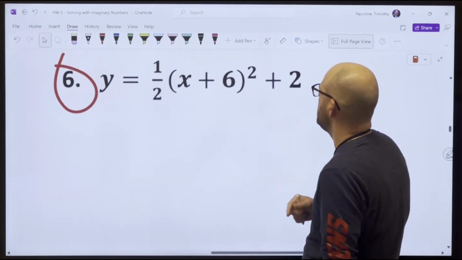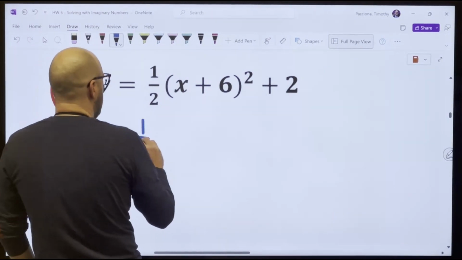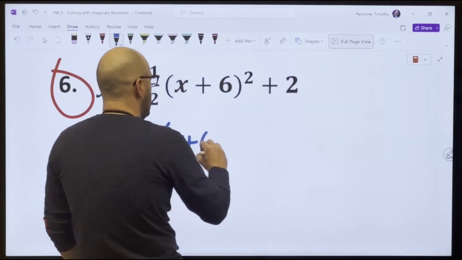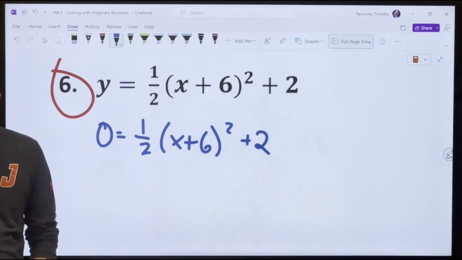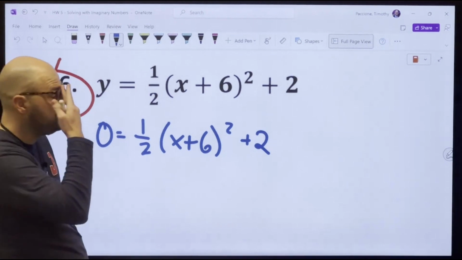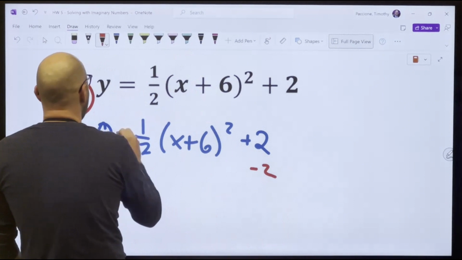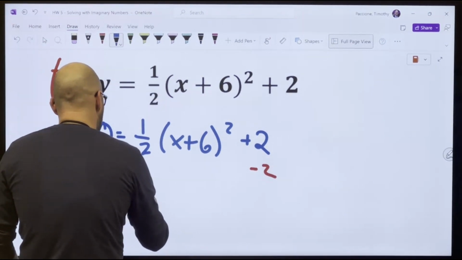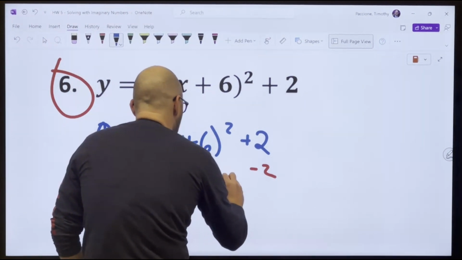Man, these are all different. I can't really skip them. All right, 0 equals 1/2 times x plus 6 squared plus 2. What type of situation? Vertex, so I'm going to try to square root, isolate the square, right? So minus 2, I get minus 2 equals 1/2 times x plus 6 squared.